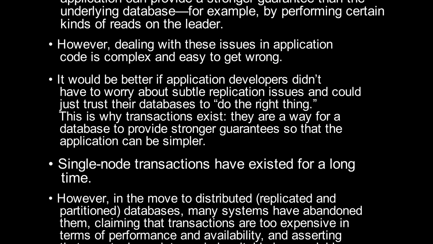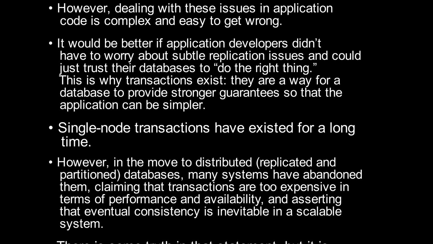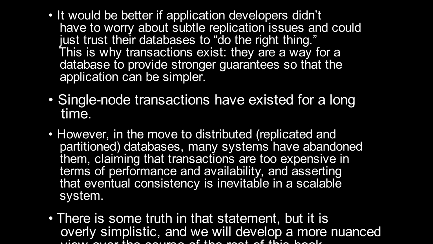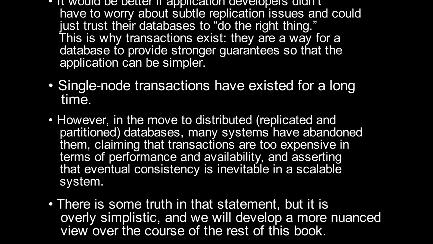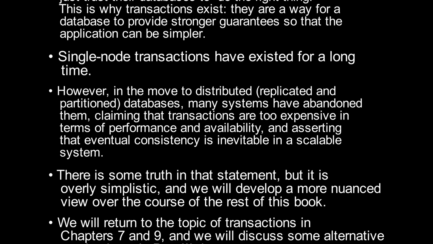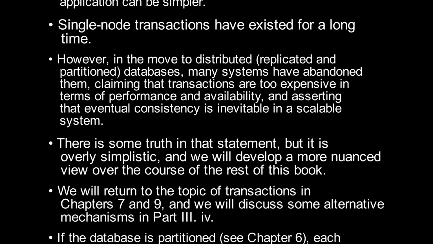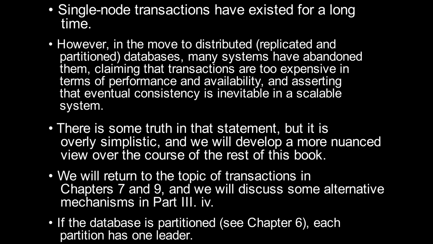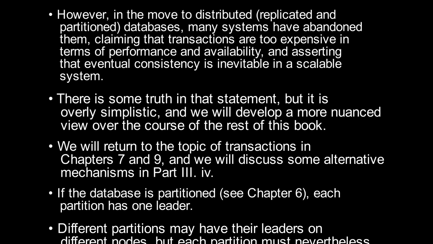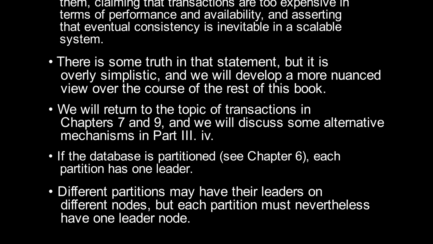Single-node transactions have existed for a long time. However, in the move to distributed, replicated, and partitioned databases, many systems have abandoned them, claiming that transactions are too expensive in terms of performance and availability, and asserting that eventual consistency is inevitable in a scalable system. There is some truth in that statement, but it is overly simplistic, and we will develop a more nuanced view over the course of the rest of this book. We will return to the topic of transactions in chapters 7 and 9, and we will discuss some alternative mechanisms in part III.